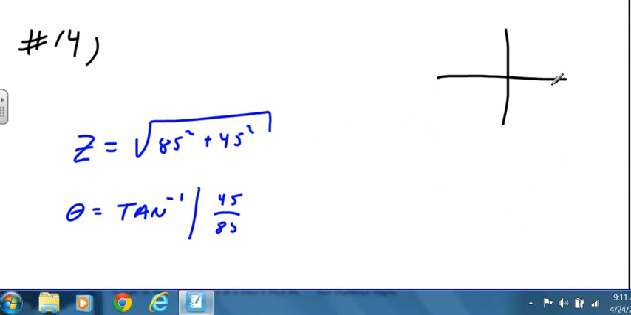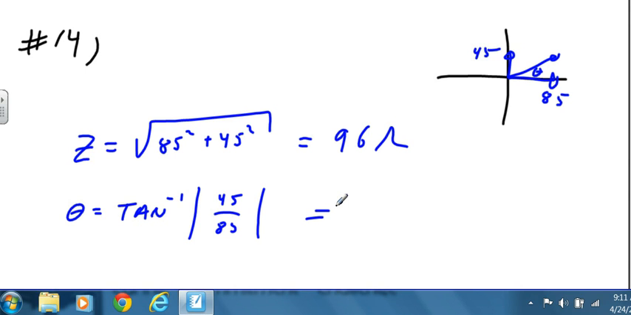So as I was saying, I have the resistance and the inductive reactance, and I want to find the impedance and the angle. So I find that the impedance is 96, only two significant digits, 96 ohms, and the angle that I'm looking at is 62 degrees.